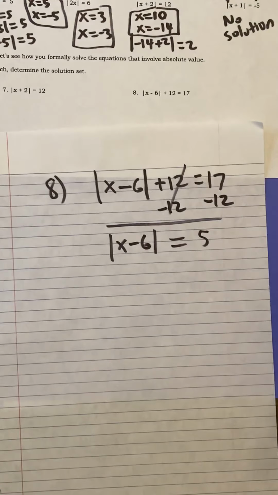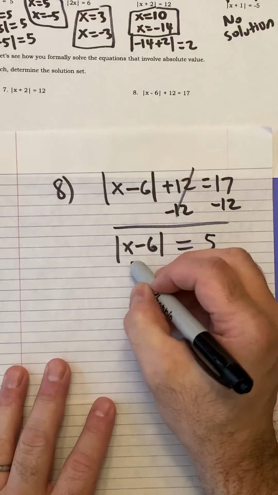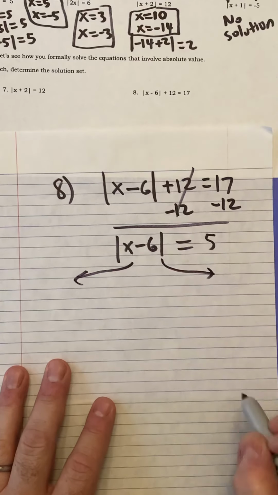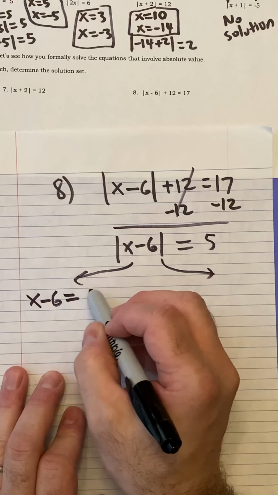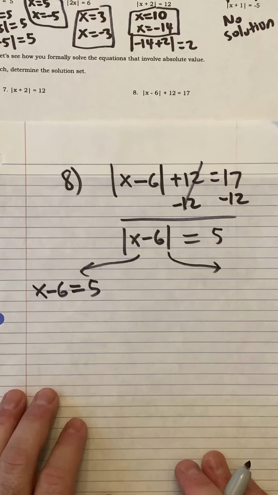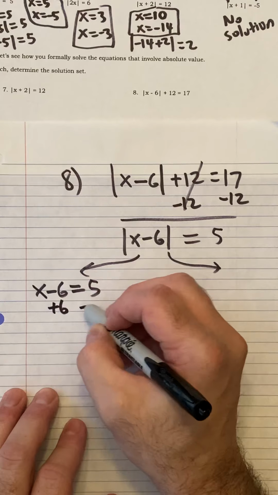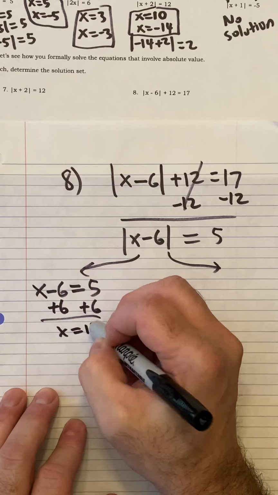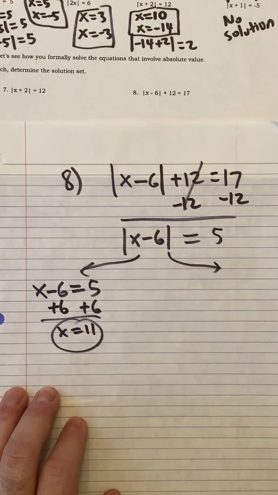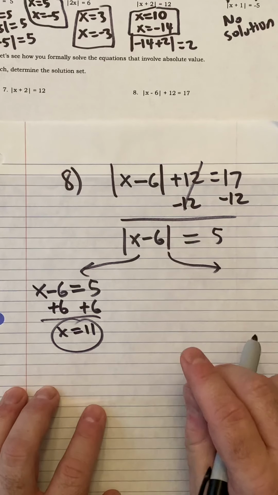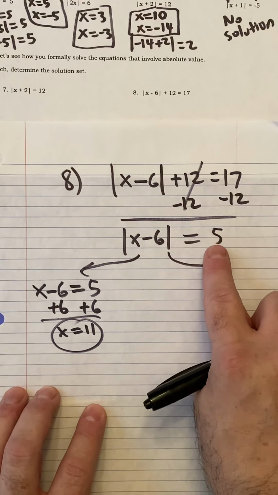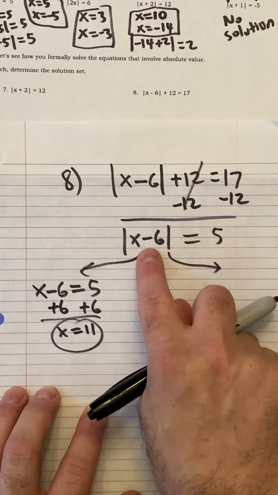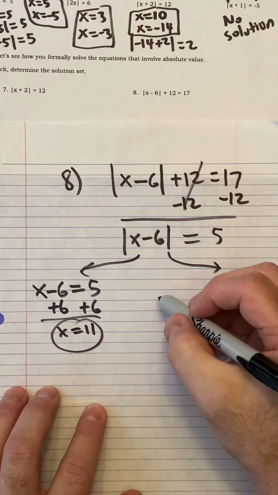And now we're going to use the technique that we just talked about, which is to make 2 equations out of it. One equation is just rewrite the whole problem, no absolute value sign, and solve. Plus 6, x equals 11. We've got one solution already. What about the other side? Remember the way you might do it, get rid of the absolute value signs and make this negative 5. I'm going to do it by doing everything in here the opposite.